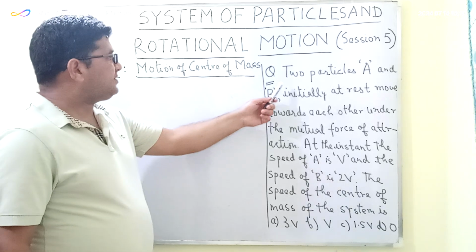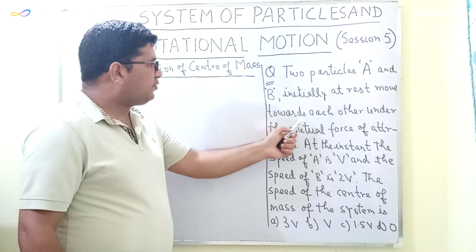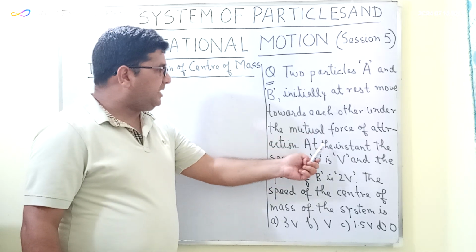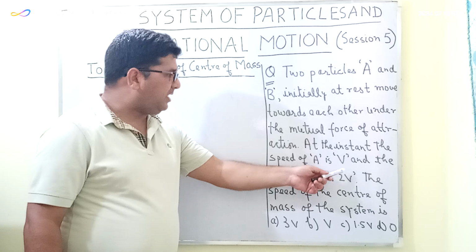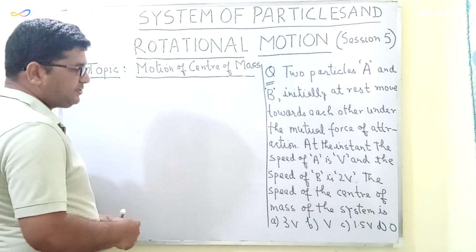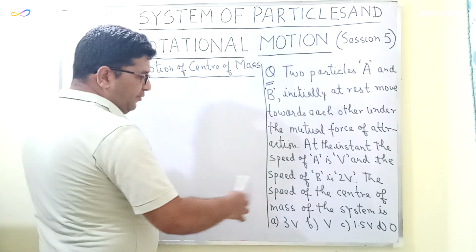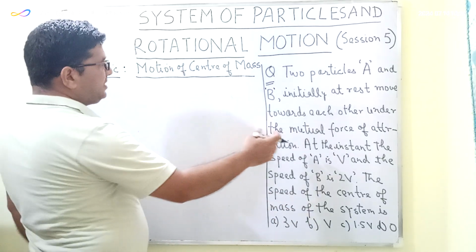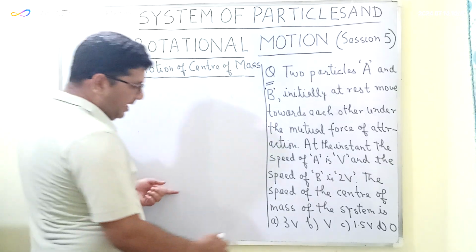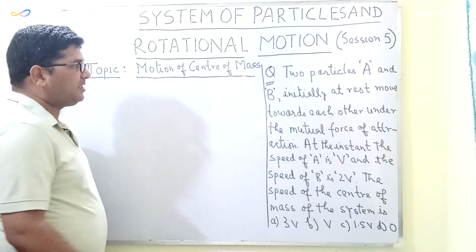So here the question is: two particles A and B, initially at rest, move towards each other under the influence of the mutual force of attraction. At the instant the speed of A is v and the speed of the particle B is 2v, the speed of the center of mass of the system is. There are 4 options given here, and we have to find the correct one. This question is based on the topic of motion of the center of mass, and it was also asked in the IIT-JEE Mains examination.